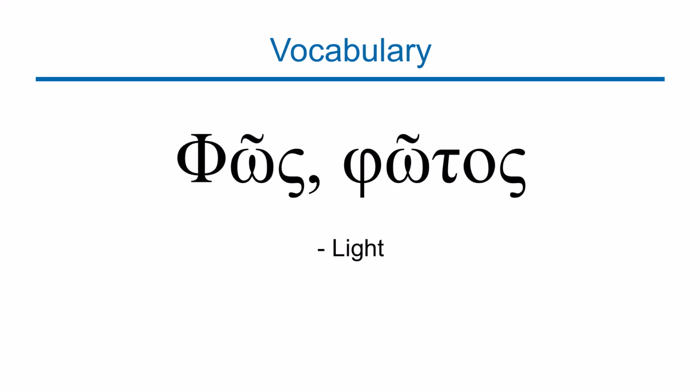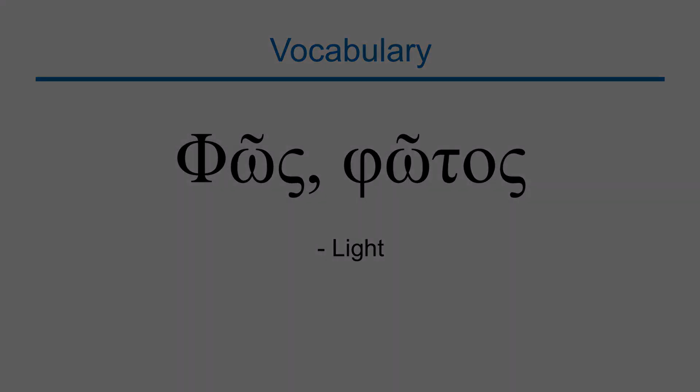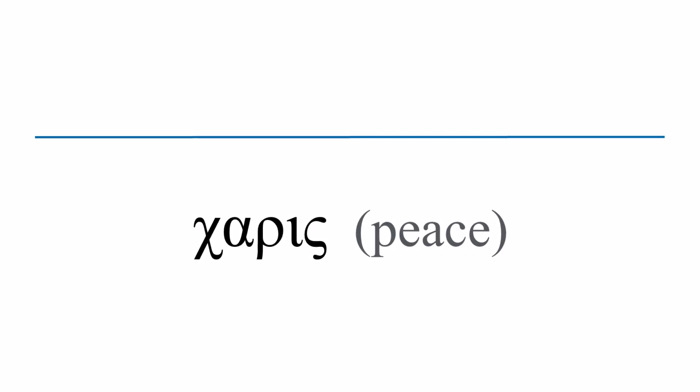Then we have the word phos. Phos means light. It can be phos or photos. The common one is phos. And this is where we get the word photosynthesis, from the word photos or phos, which means light. So phos means light. This marks the end of chapter 8.